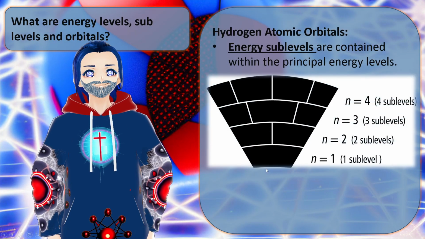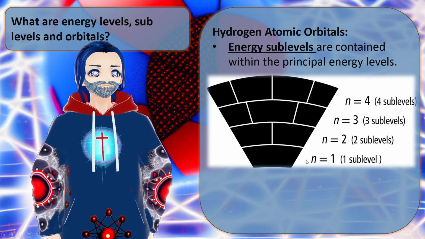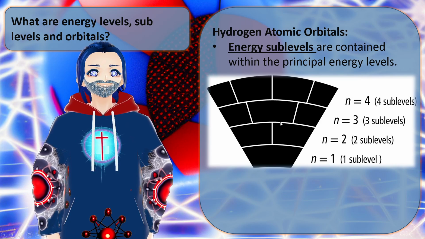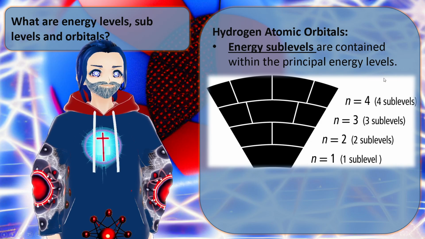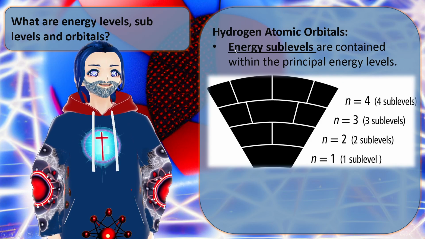Okay, and so if down here is the center of your nucleus, then you have your principal energy level 1, which has 1 sublevel, and you have principal energy level 2, which has 2 sublevels, and principal energy level 3 has 3 sublevels, and 4 has 4. Okay, and each sublevel we're going to discover is a type of orbital.